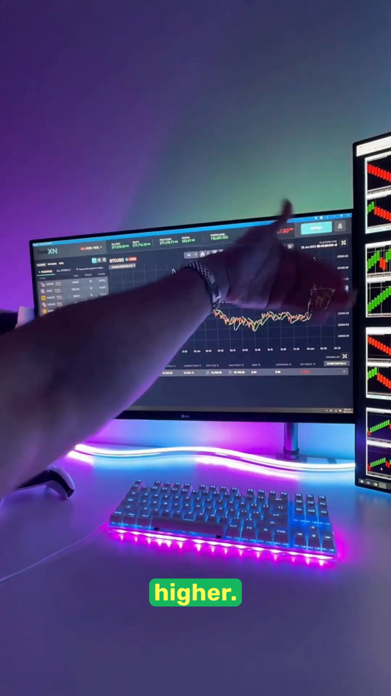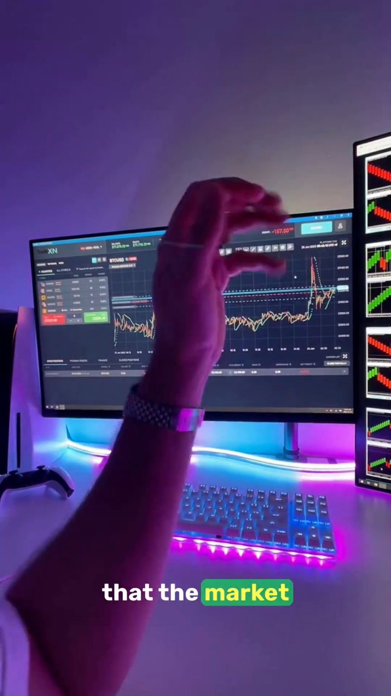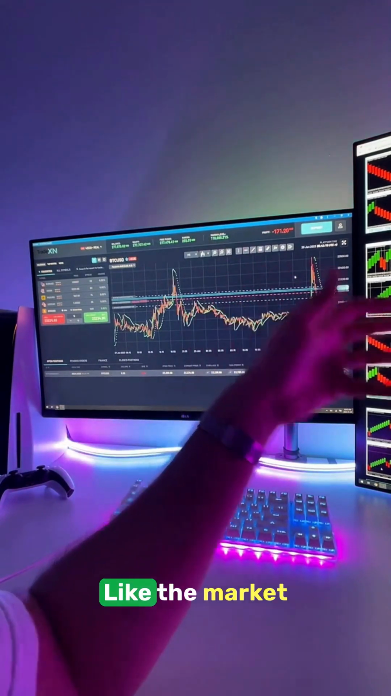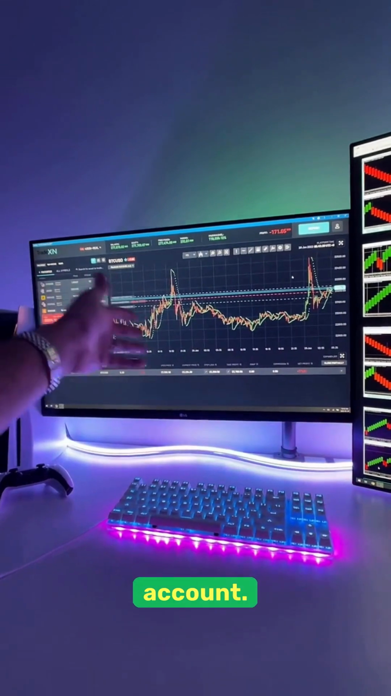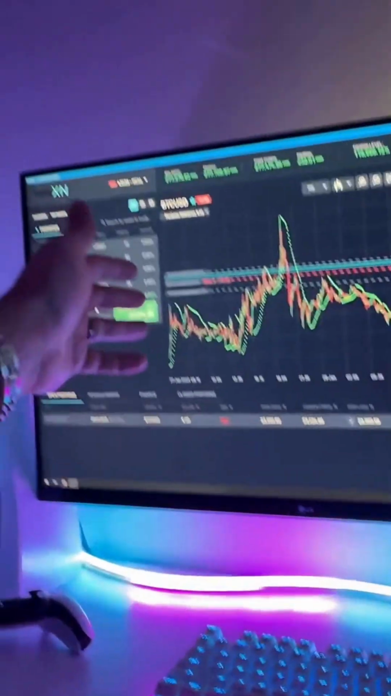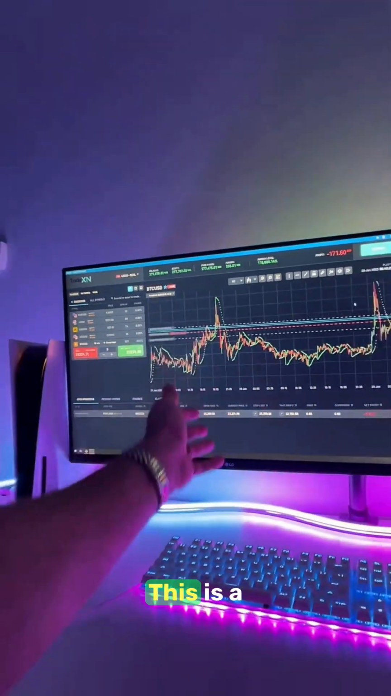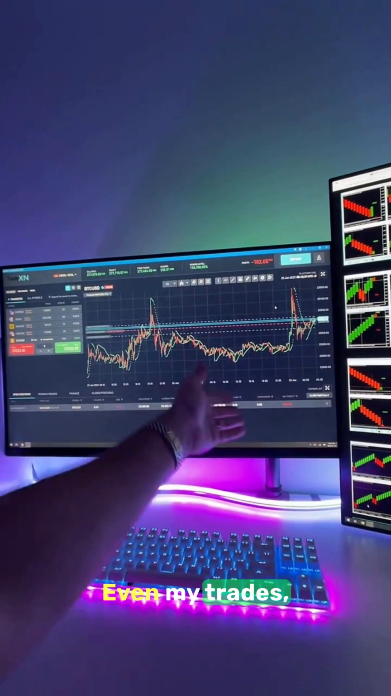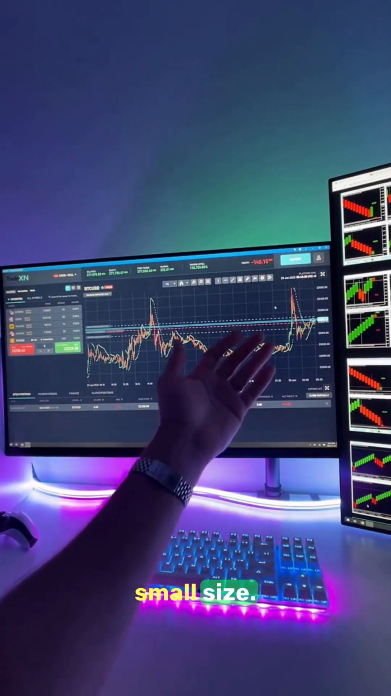Oh, maybe it'll go a little higher. Maybe it'll go a little higher, right? So it's important to understand that the market doesn't care about you. The market doesn't even know you're in a trade. The market is too big for your small account. Even my small account, my account's around 270K, this is peanuts. Okay, this is peanuts. This is a very, very small account. And even my trades, the market doesn't even notice it, doesn't even realize it. It's such a small size.